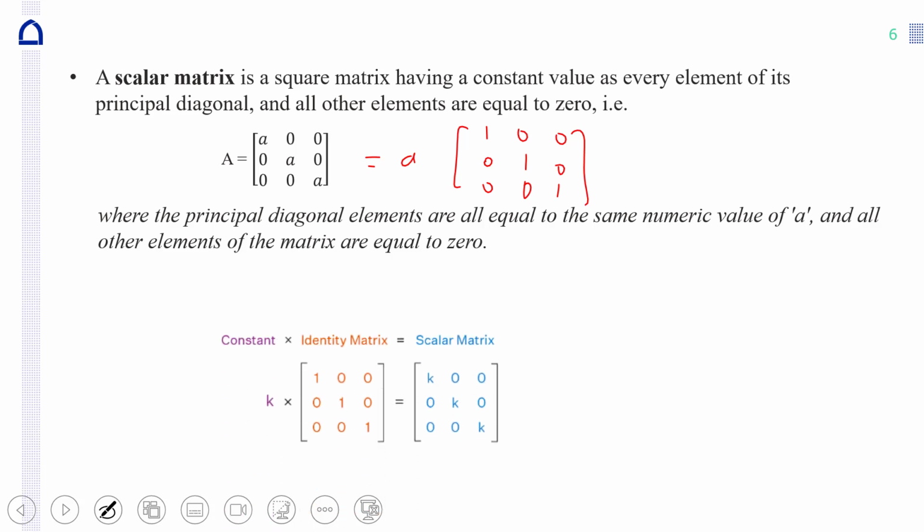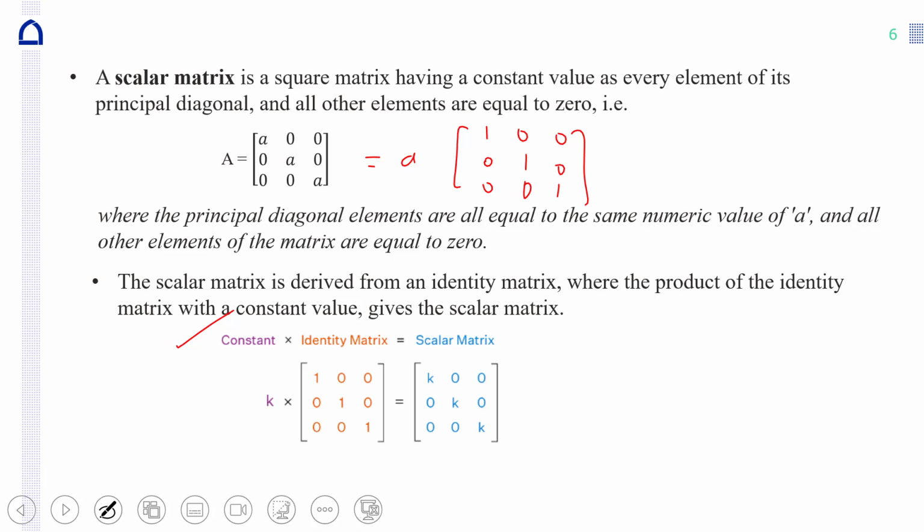This is how it works. B is exactly equal to 2 multiplied by the identity matrix 1, 0, 0, 0, 1, 0, and 0, 0, 1.